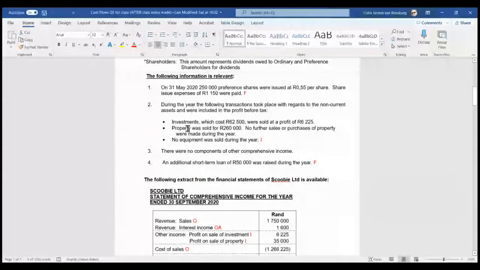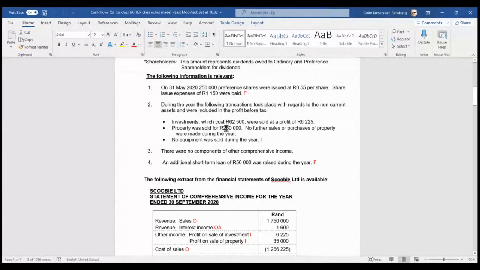They say the property was sold for 260,000 rands. Now, in this particular question, they make it very, very easy for us, because if they say that property was sold for 260,000 rands, it also means that is the proceeds. Remember, now we're not talking profits, now we're talking cash flows. So that is the proceeds on the disposal of property. They also add there, no further sales or purchases of property were made during the year. So it's only that one, ladies and gentlemen.